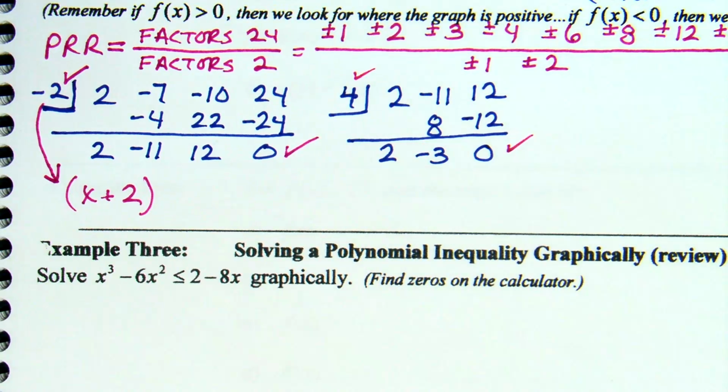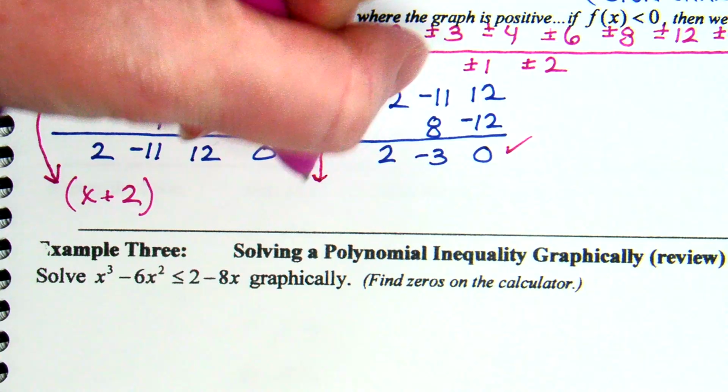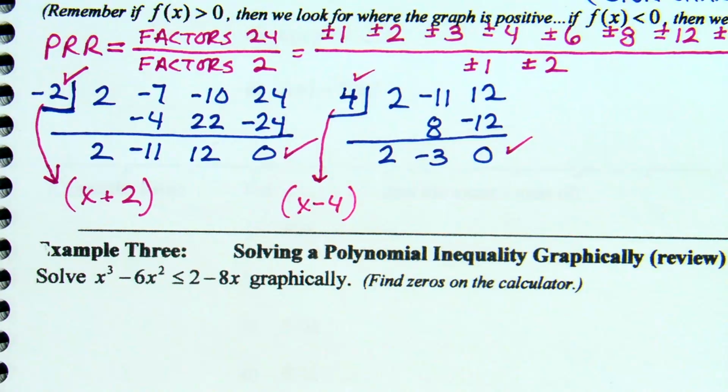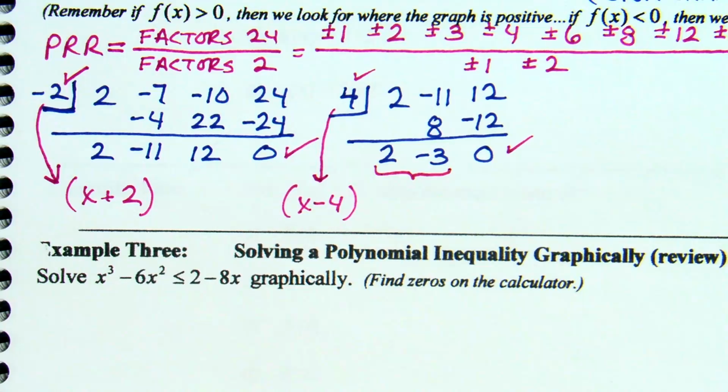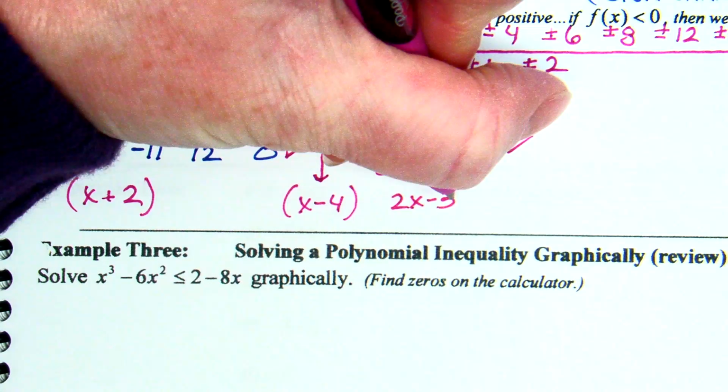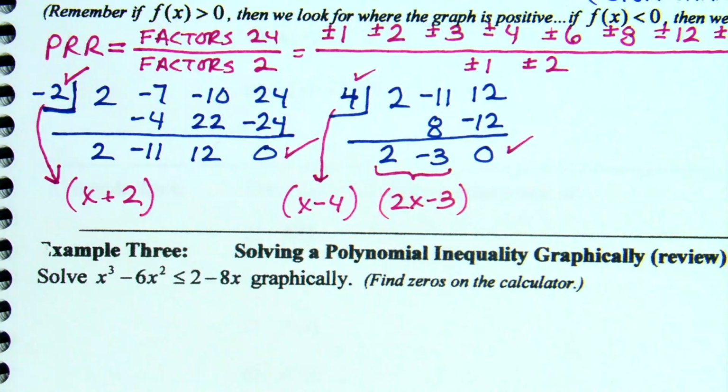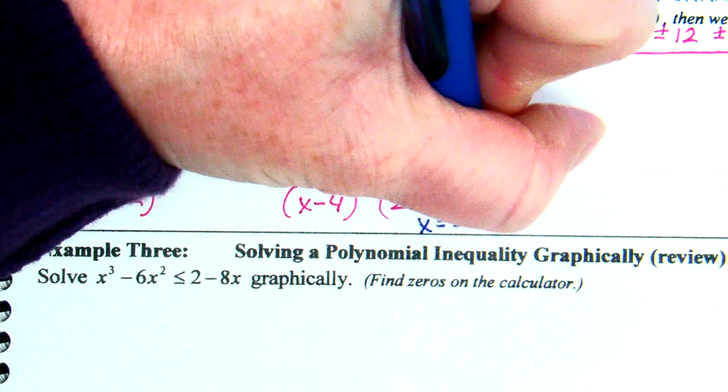What factor does 4 represent? x minus 4. Now, this is where I said you didn't have to worry about the fraction, because at this point I have 2 and negative 3 left. What does that 2 and negative 3 represent? Yeah, this represents the factor 2x minus 3. So there's our third factor. If you solve it, what 0 does that give me? Add 3, divide by 2, and that does give you the 0 of 3 halves.